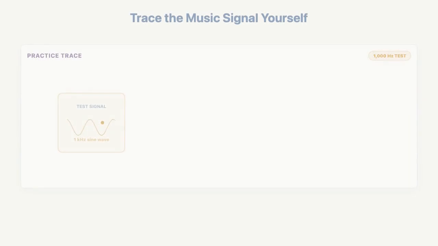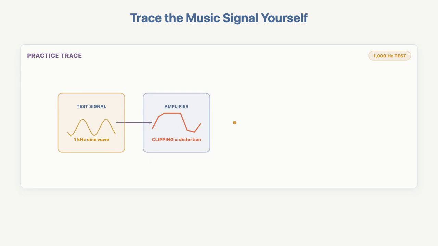Practice the full chain with a 1 kHz test tone. A phone or music player creates the signal, an amplifier supplies enough current, the voice coil sits in the magnet gap, and the cone launches 1,000 pressure cycles each second. If the amplifier clips the waveform, its rounded peaks become flattened edges, adding harmonic distortion that can sound harsh. If the coil overheats, copper resistance rises and the speaker becomes less efficient.